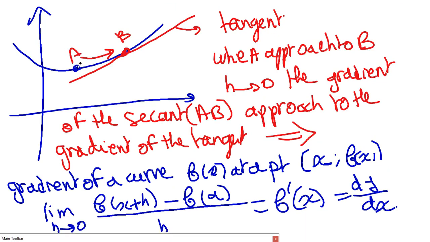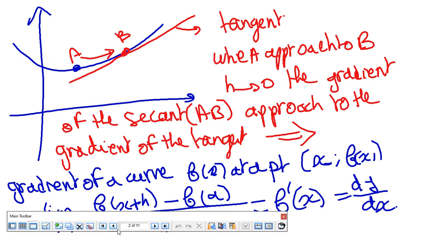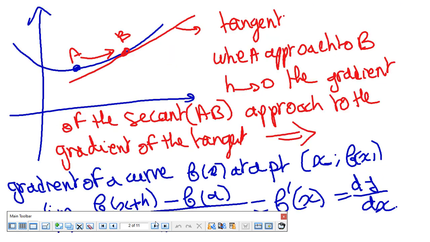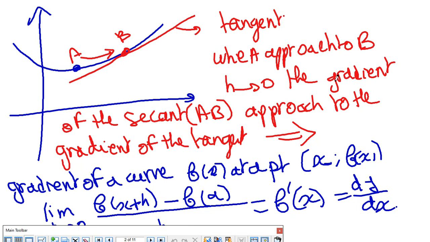Now, when I start to move A to let it reach B, as A is approaching B, the secant is not anymore a secant, it will become a tangent at the point B. So when A approaches B, what does it mean? h is going to be 0 here. When I'm approaching A to B, there's no more h here. h is tending to 0. Okay? What will happen to the gradient of the secant AB, or the slope of the secant AB? It will approach the slope of the tangent at this point.